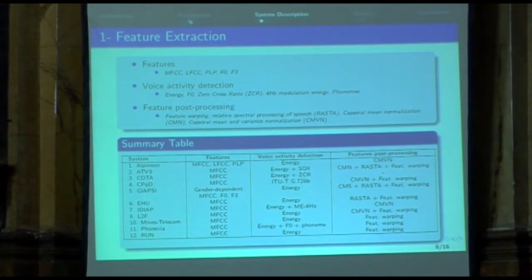For example, you can see system 1, they were using 3 kinds of features: MFCC, LFCC, PLP. For the voice activity detection, they were using only the energy, and for the feature post-processing, they were using cepstral mean and variance normalization. However, we can see that, for example, system 11, they were using only MFCC, but they were using more sophisticated voice activity detection. Mainly, they were using energy, F0, and phoneme to remove the non-speech part. And for feature post-processing, they were using feature warping. Okay, so that's at the feature extraction level.